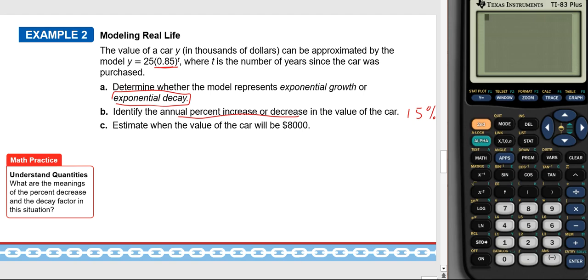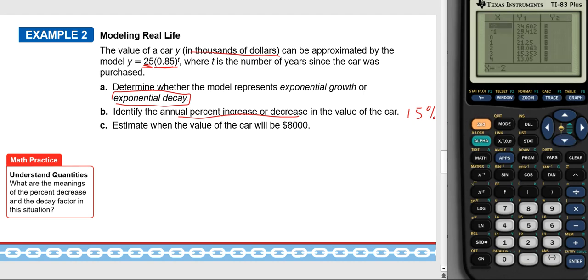And then they want to know when will the car be worth approximately $8,000. So in our initial, this 25 is in thousands of dollars. We see that here. So we would want to set up on our calculator some sort of equation. We would type in the 25 times the 0.85 to the x power, right? And remember that 25 is in thousands of dollars. So I want to know then when that model is going to be worth 8, representing the $8,000. So I can go to table.